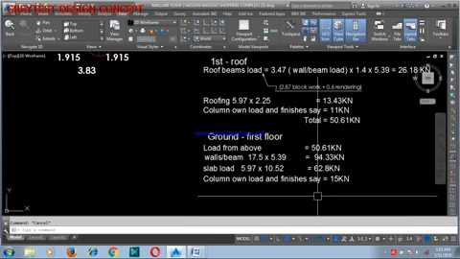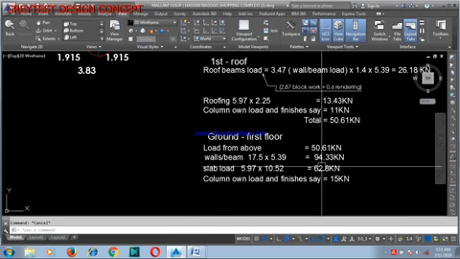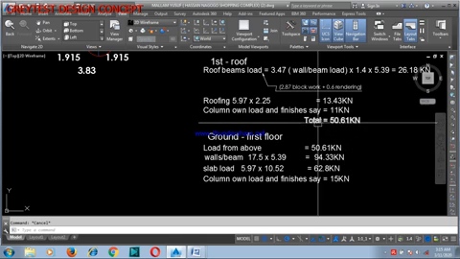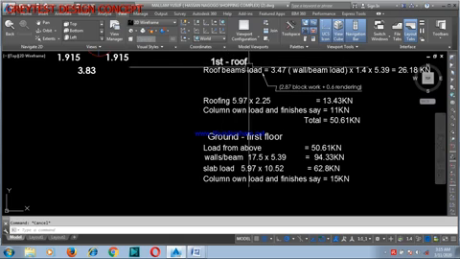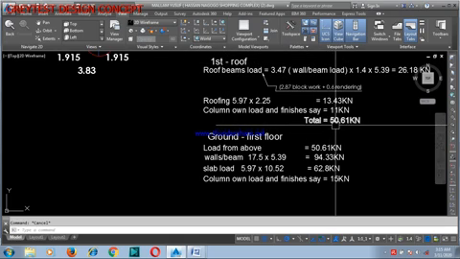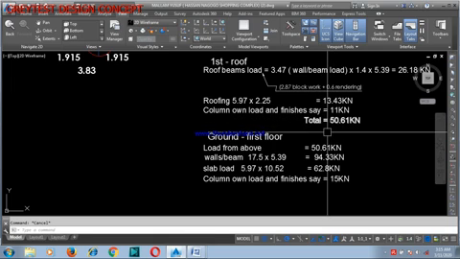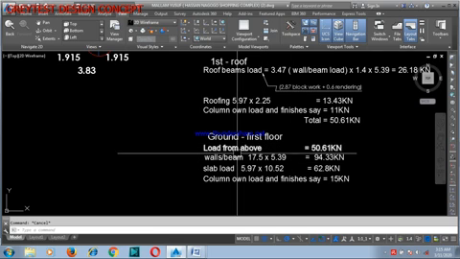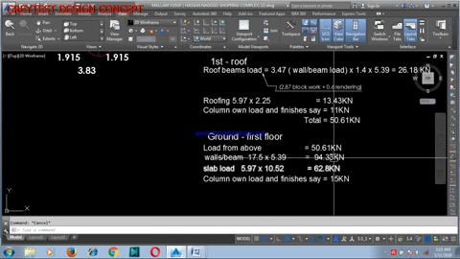Now from the ground to the first floor, we take the load from above. The load of the column from the first floor to the roof is added to that of the ground, because the column down is carrying the column up. If that is correct, we take that load and transfer it.